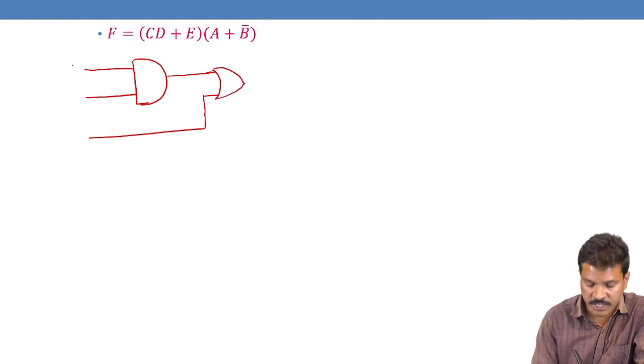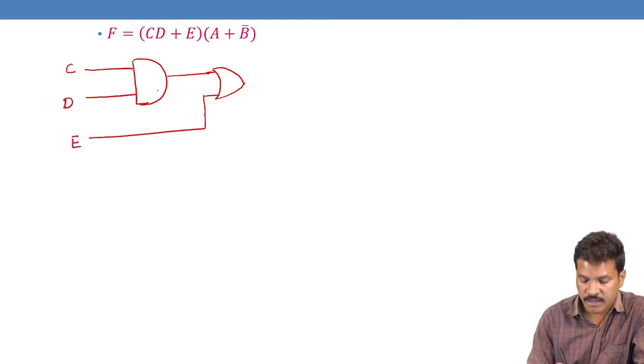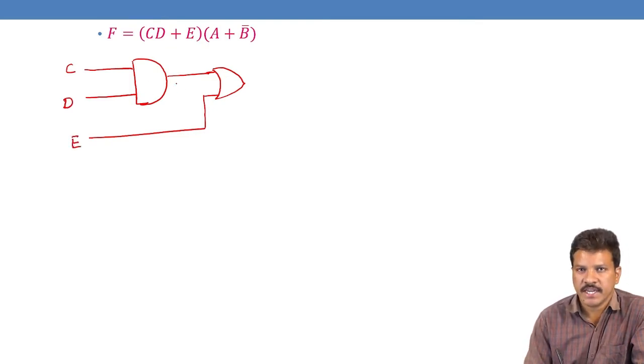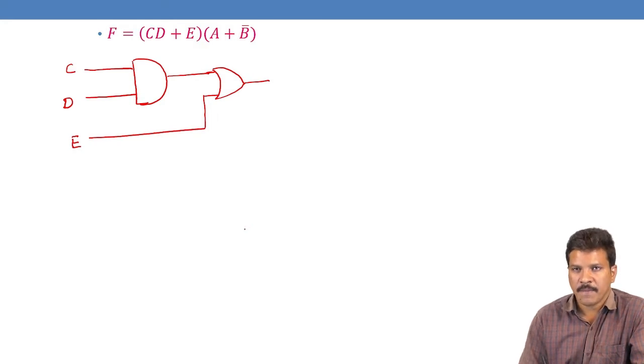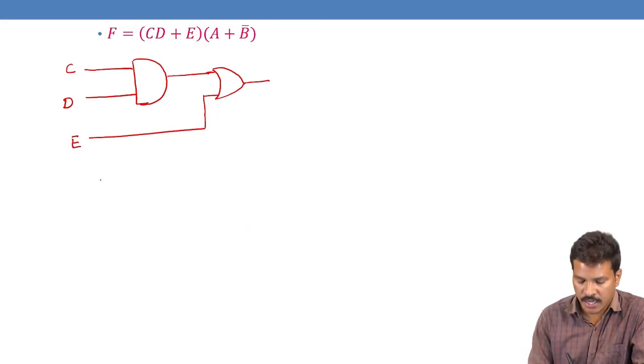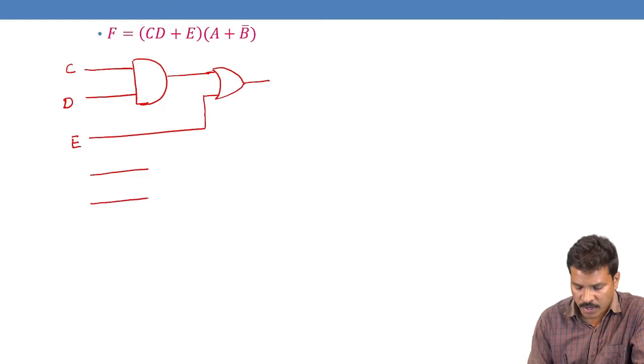So this is nothing but C, this is D, and this is E. This AND gate output is CD. This OR gate output is CD plus E. This is one brace, and another one is A plus B bar. We can take the A input and the B bar input into an OR gate. Take the A and B bar and do the OR operation.